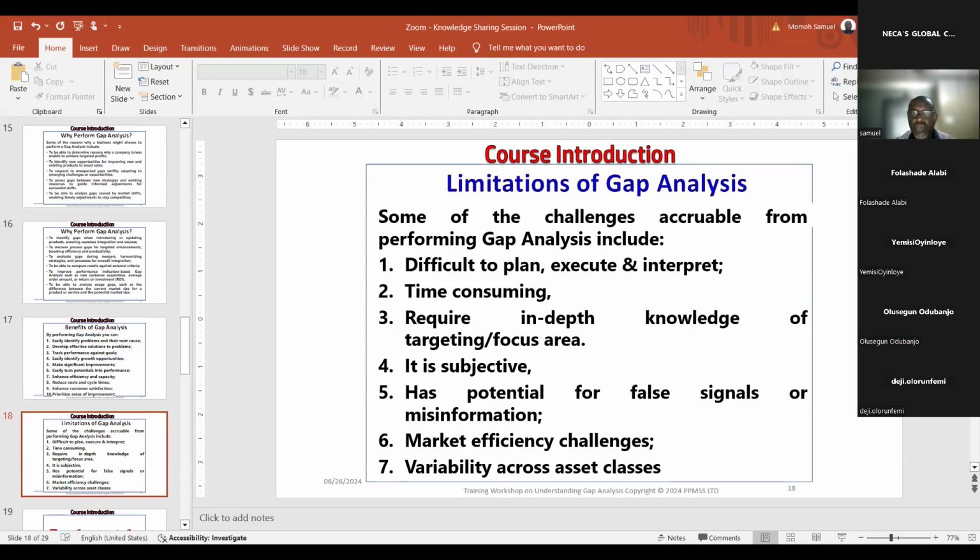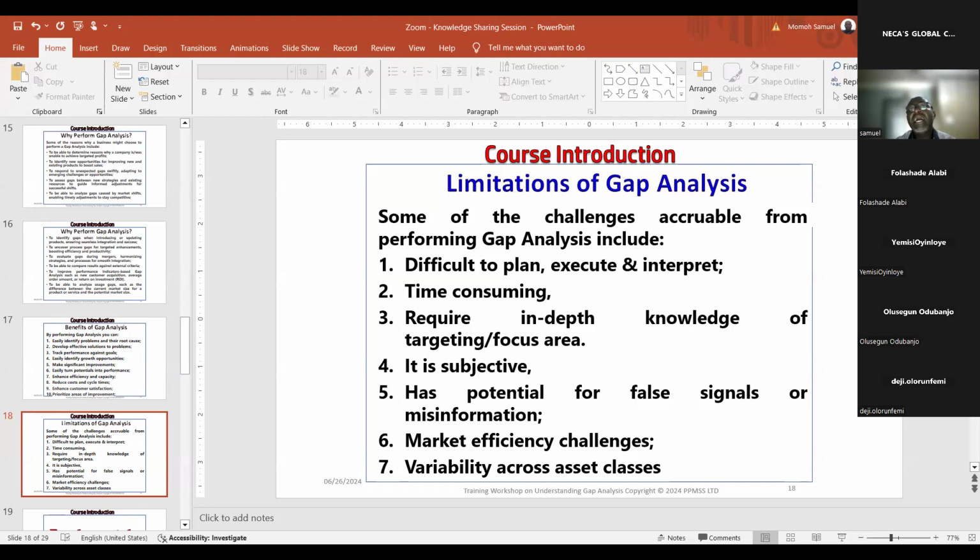It requires in-depth analysis or knowledge of your focus area. When I say your focus area now, I'm talking of the plan that you want to achieve, or the objective that you intend to achieve, or the goal that you want to achieve, or what's the position or the place you are aspiring to get to. Now, the in-depth knowledge of that particular subject matter will help you to be able to conduct a detailed analysis.